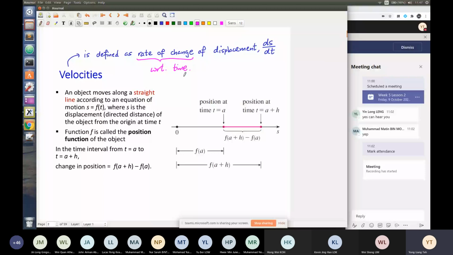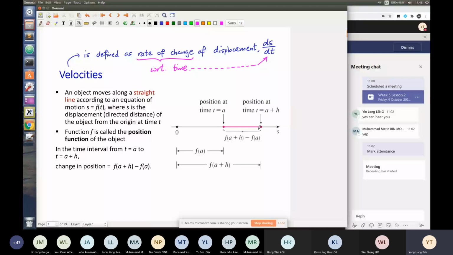So therefore, with respect to time, you see that the denominator here, right, is always dt. Okay, so as you know, we name this as change of displacement divided by change of time. Okay, so therefore this is actually rate of change of displacement with respect to time. So therefore this ds/dt, right, if you look at this diagram here, it demonstrates this idea very well.